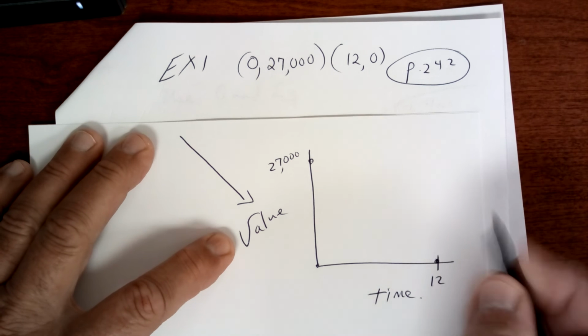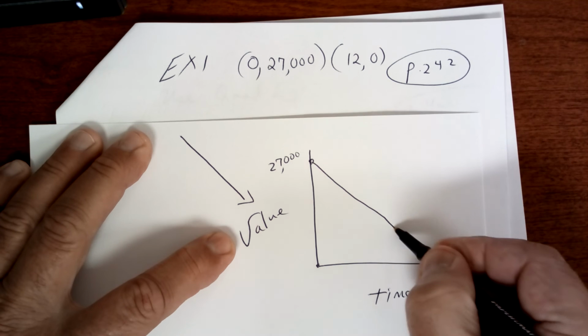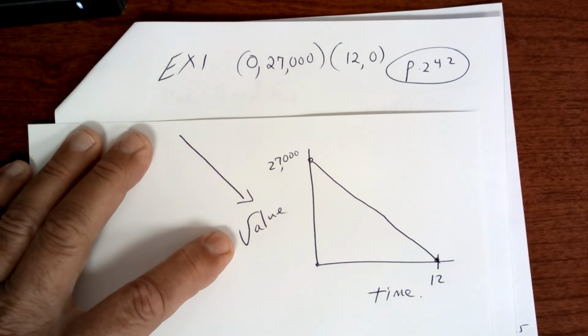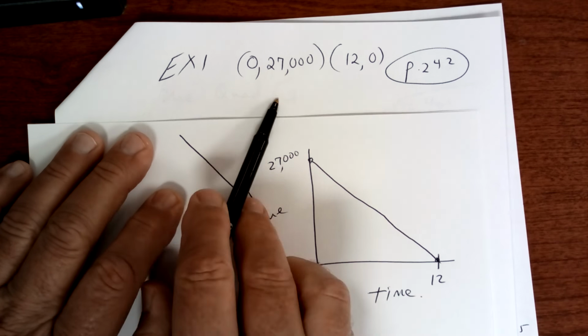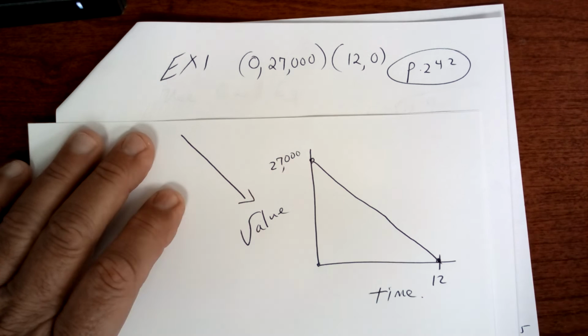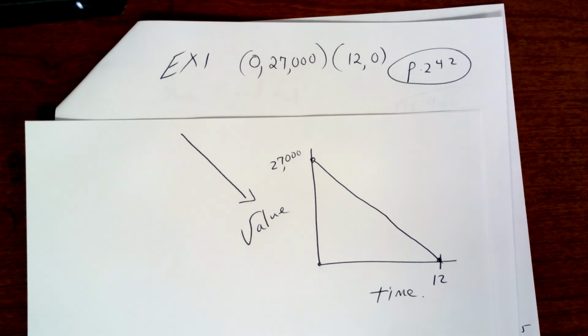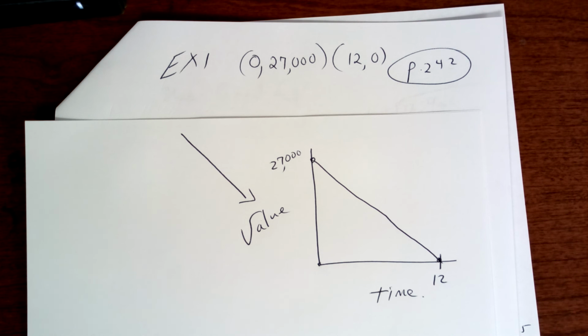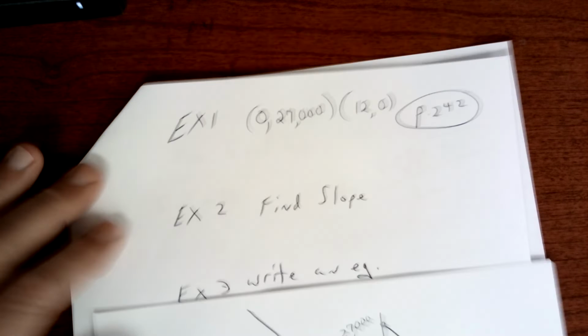So your line looks like this. And that is a straight line depreciation. And these are your points. Over 12 up 0, they figure the value is now 0. Okay? So maybe the insurance companies use this when they total your car. Anyway, on the next one, we're going to find the slope.